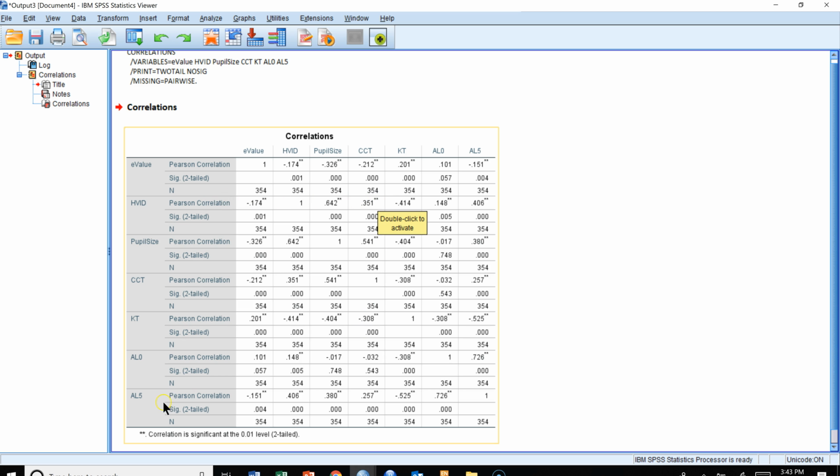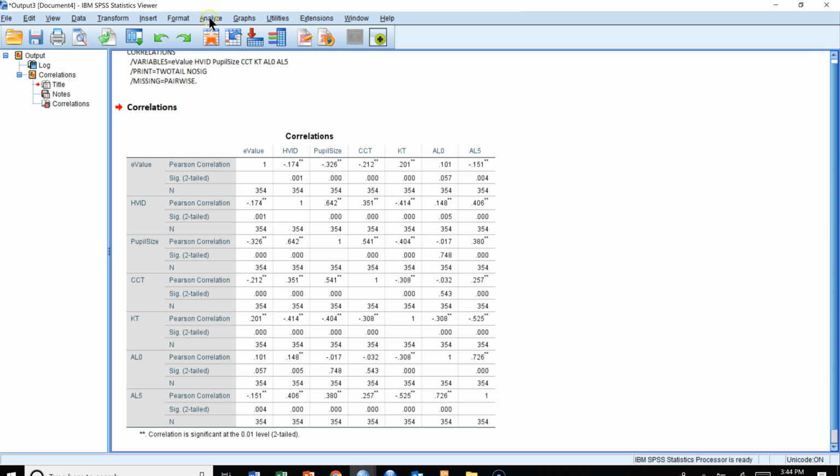And we look here, and for example, if we come down to axial length at 5 years, we notice that all variables are significant. And if we look up through this table, we see, for example, pupil size is also correlated to HBID, central corneal thickness, KT. And KT is correlated, of course, to E value, HBID, pupil size. They're all correlated with each other.